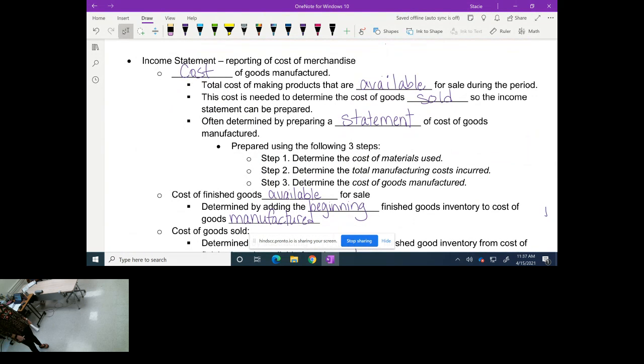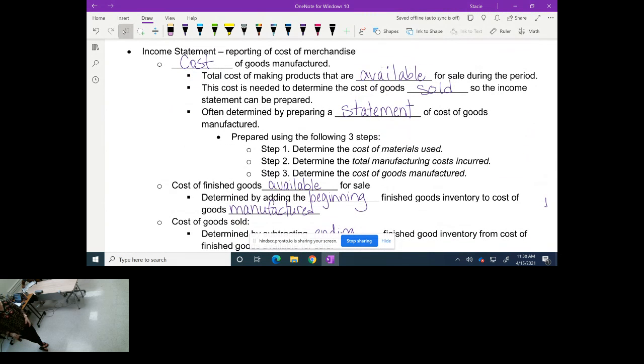I don't know if you know, on the income statement you have to have cost of goods manufactured. That's the cost of making products available for sale. You have to have that number to determine what your cost of goods sold is. And sometimes to get that number, you will prepare a statement of cost of goods manufactured. So you've got steps there. We're actually going to go through them, so I'm not going to read them off to you. On your income statement, you've got cost of goods manufactured, cost of finished goods available for sale, and then cost of goods sold that you'll see on there.